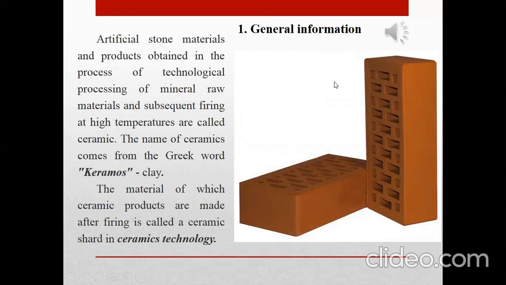1. General information. Artificial stone materials and products obtained in the process of technological processing of mineral raw materials and subsequent firing at high temperatures are called ceramic. The name of ceramics comes from the Greek word keramos, clay. The material of which ceramic products are made after firing is called a ceramic shard.